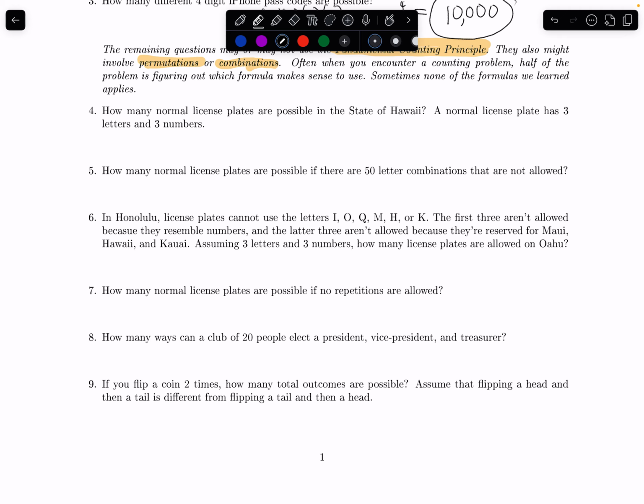Okay, number 4. How many normal license plates are possible in the state of Hawaii? The normal license plate has 3 letters and 3 numbers. Okay. So, you got 3 letters followed by 3 numbers.